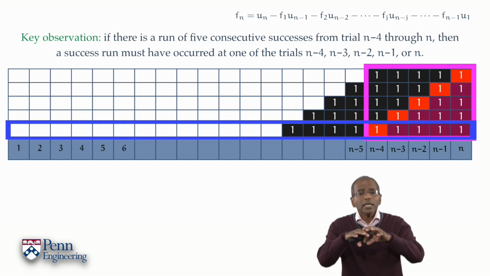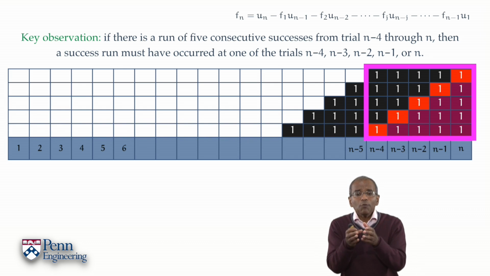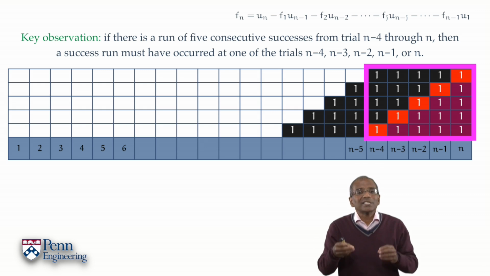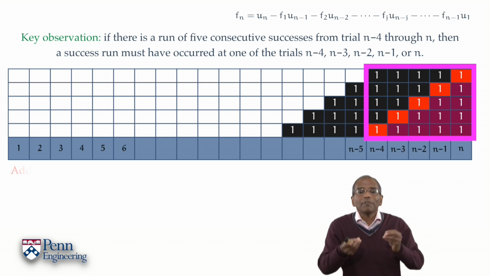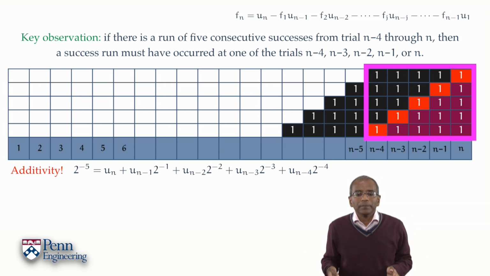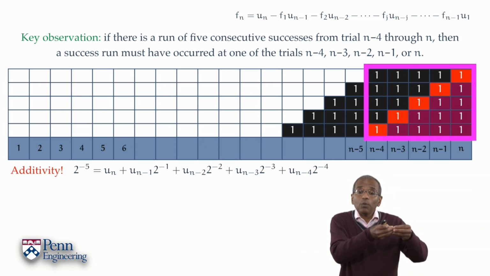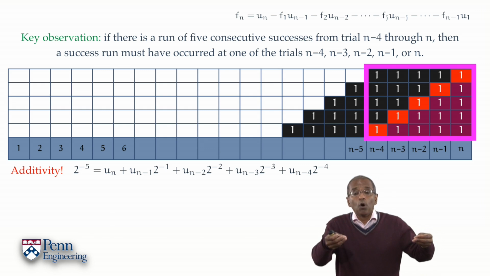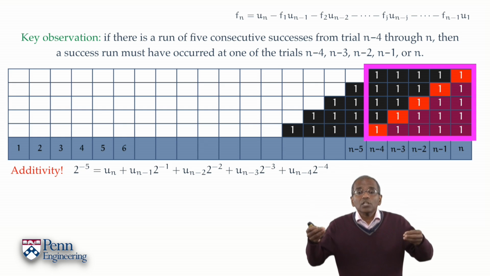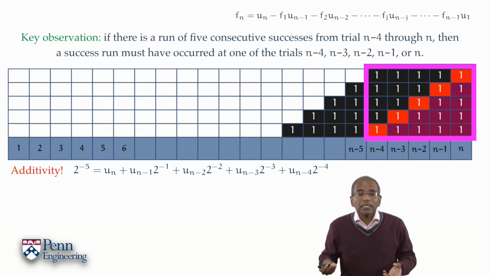and finally a success run terminating at n-4. And a little introspection convinces us that if we have 5 ones in a row from trials n-4 through trial n, then one of these 5 possibilities must transpire. There must be a success run terminating somewhere in that string of 5. And now additivity puts everything together. The probability of 5 ones in a row from trials n-4 through trial n is 1/2 times 1/2 times 1/2 times 1/2 times 1/2, or 2 to the -5. This is because the trials are repeated and independent, and the coin is fair.